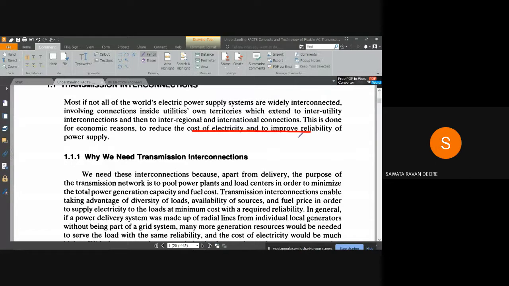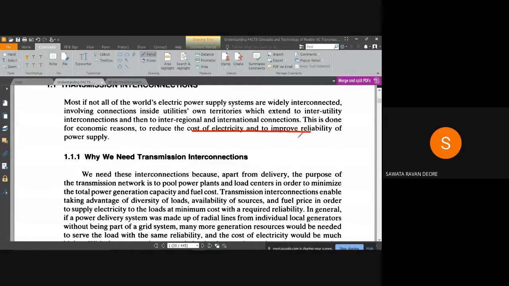Let's say for an example, nowadays you might be hearing that agricultural loads get power for only 8 hours a day. In a week, for 3 days they get it in the daytime, and for the remaining 3 to 4 days they get it in the night hours. If we observe that timing, you will come to know how it is managed. If they are giving the light in the daytime, the timing is around 8 a.m. to evening 4 p.m.